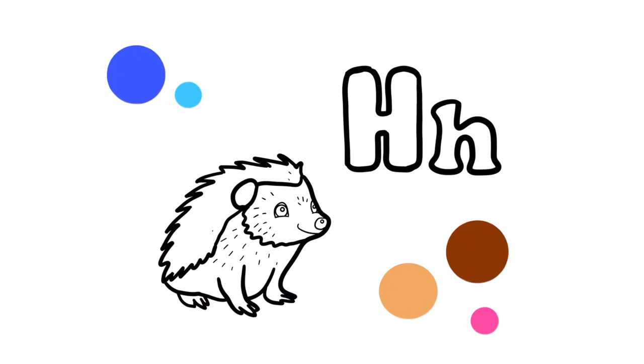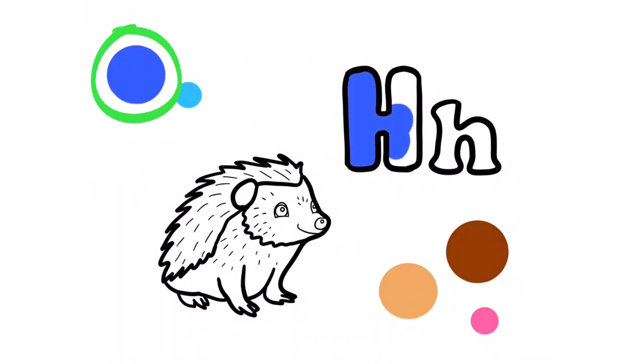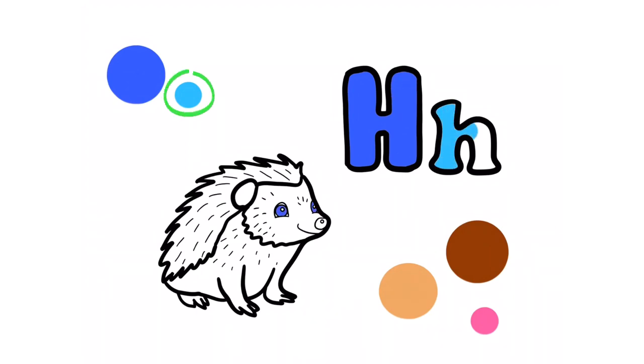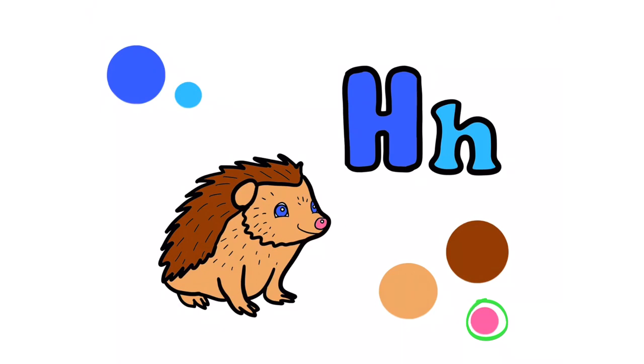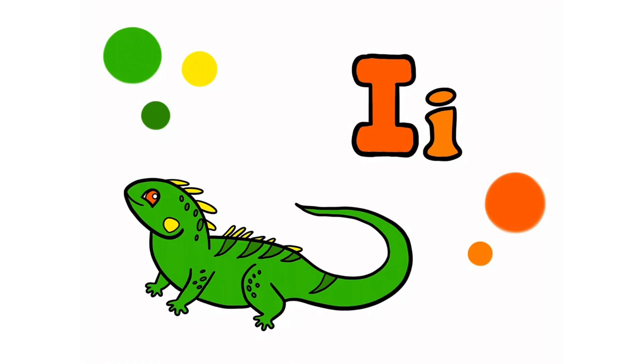Aw, he's so cute! Now let's color. Blue. Light blue. Tan. Pink. H is for hedgehog. Let's learn the letter I.